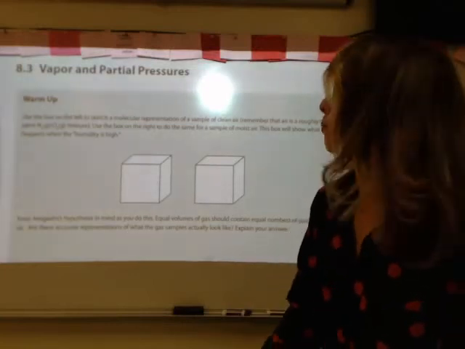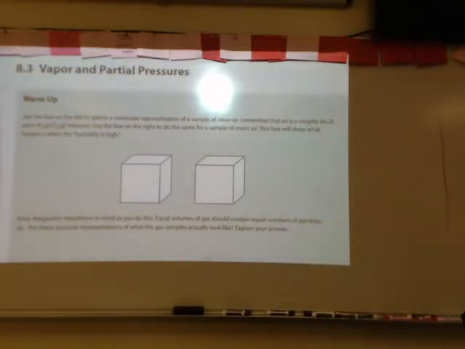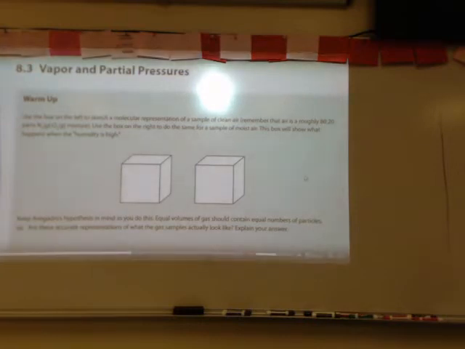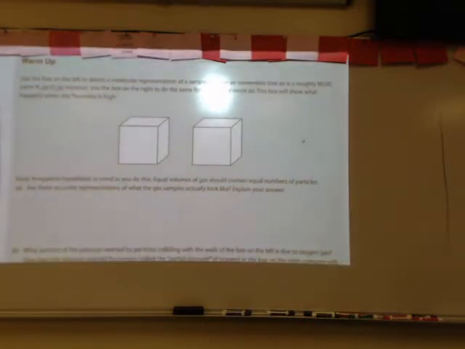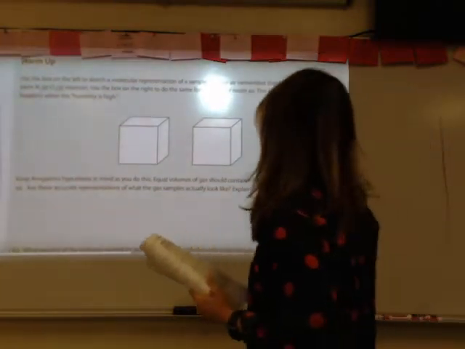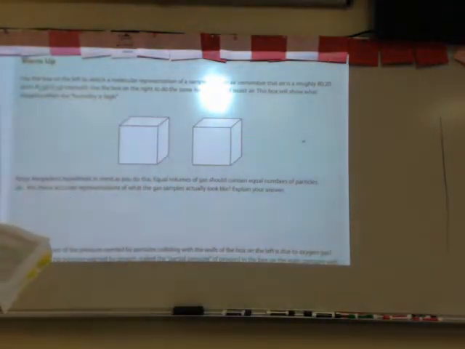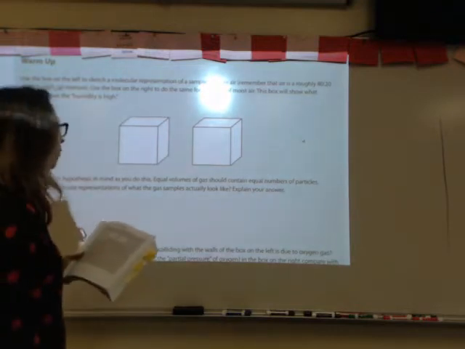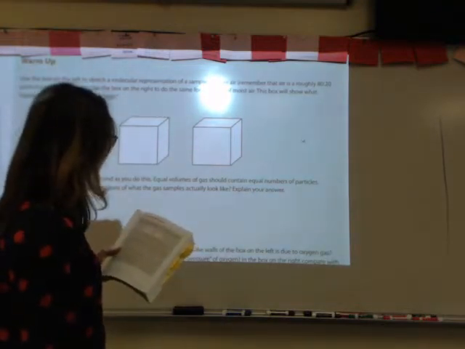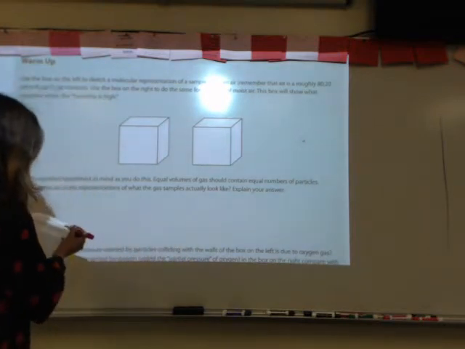Okay, we are on vapor and partial pressures, and we're going to take a look at the warm-up. It says, use the box on the left to sketch a molecular representation of a sample of clean air. Remember that it's roughly 80 to 20 parts nitrogen and oxygen. Use the box on the right to do the same for moist air. The box will show what happens when the humidity is high.